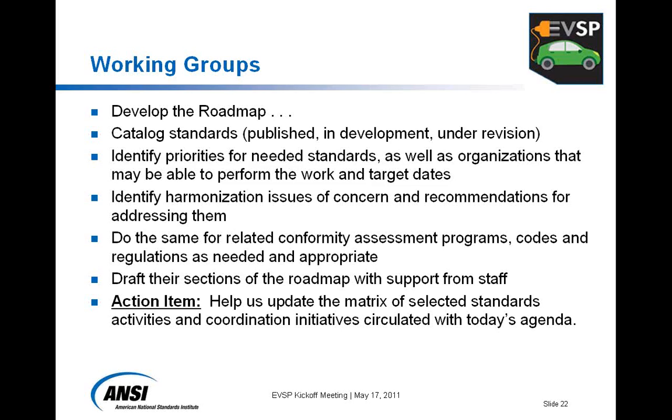What kind of things will they be doing? Cataloging the standards: what's published, what's in development, what's under revision that affects the space of that particular working group. What's missing? In other words, the working group gets together and says, we've got 10 standards that apply, we have these 2 spaces that have no standards work going on, and these spaces are going to be critical to deploying EVs. So identify that needed standards work, as well as what organizations might be the potential candidates to perform that work, and what the target dates might be for completing that work.